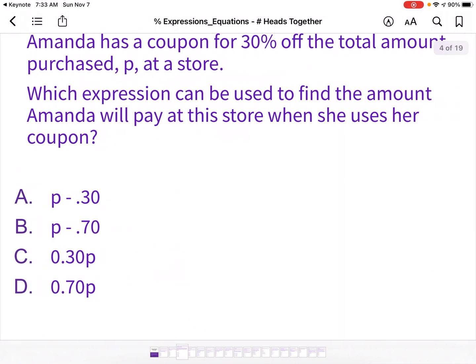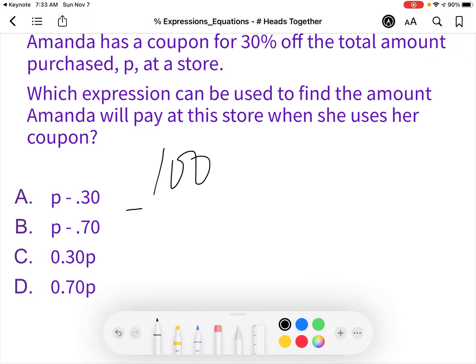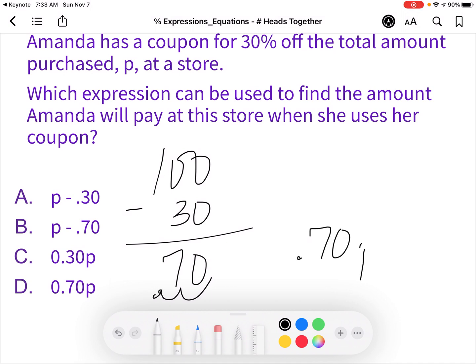Amanda has a coupon for 30% off the total amount. Purchase P at a store. Which expression can be used to find the amount she will pay at the store when she uses her coupon? So I have 100, and I'm subtracting 30%. So that means I have 70% of the amount. Move my decimal 2 places over, so 0.70 times the price.